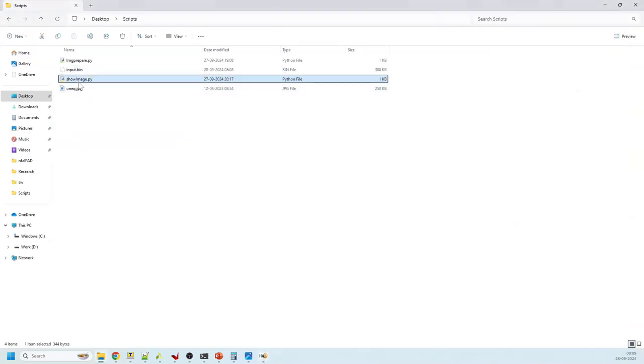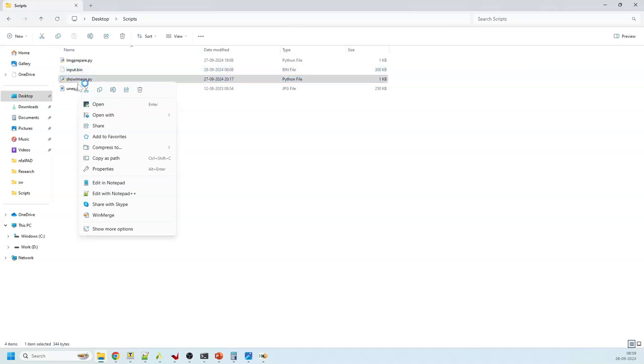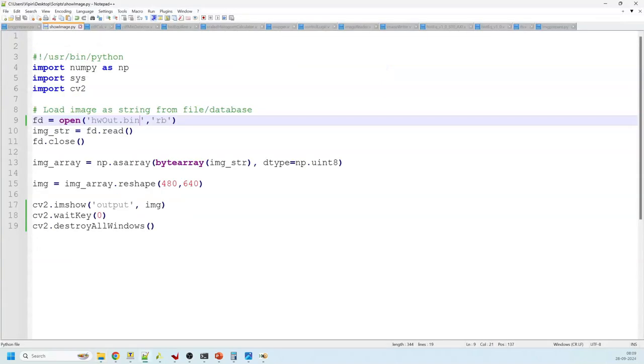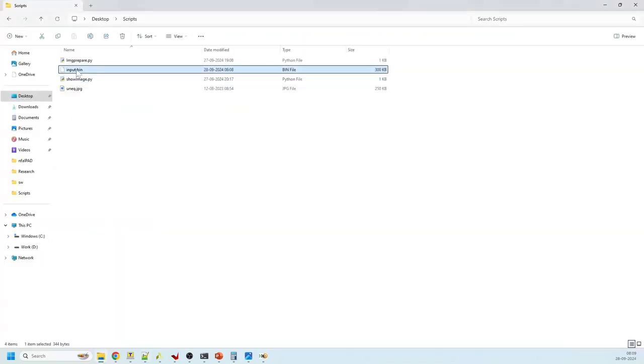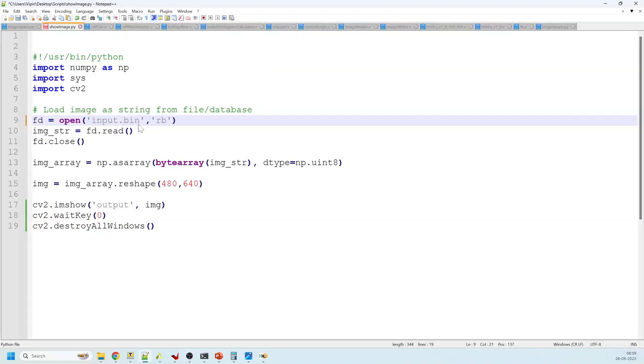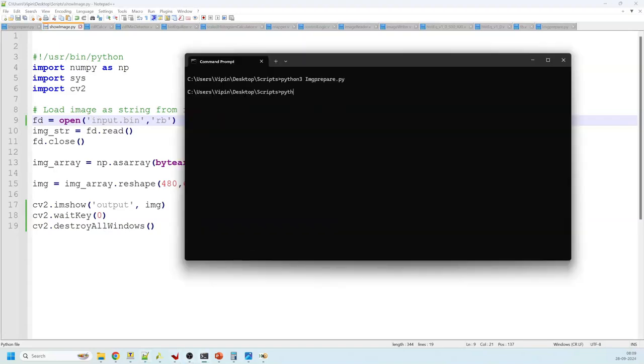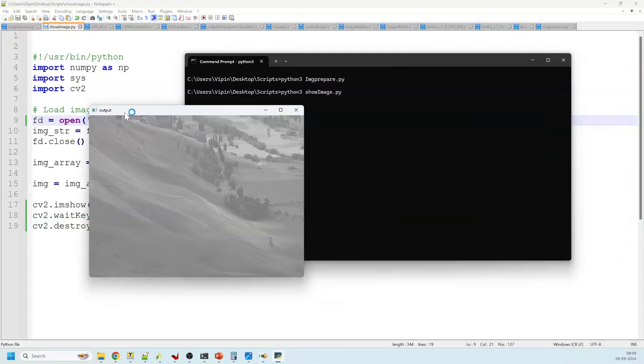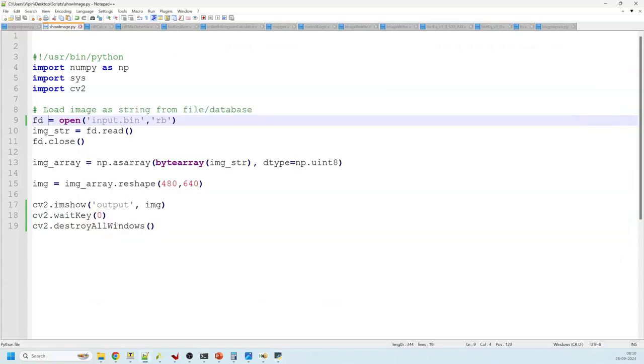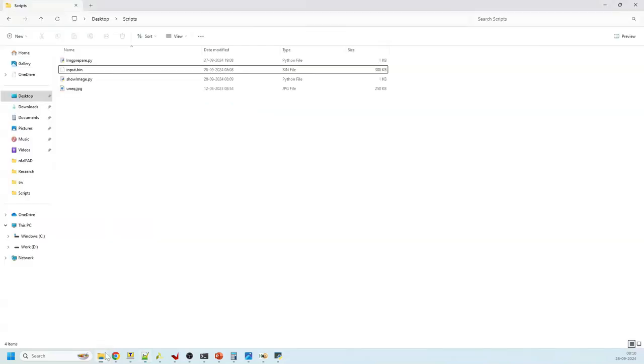There is another script also, show image, which is used to read a raw image and show it as an image. Again, the idea is quite simple. We read the binary file and we reshape it to the size of the actual image and display it. For example, if I use it on this binary, those are our input images, because that's my binary file used here. This file we'll be using for simulation as well as later for testing it on hardware also.